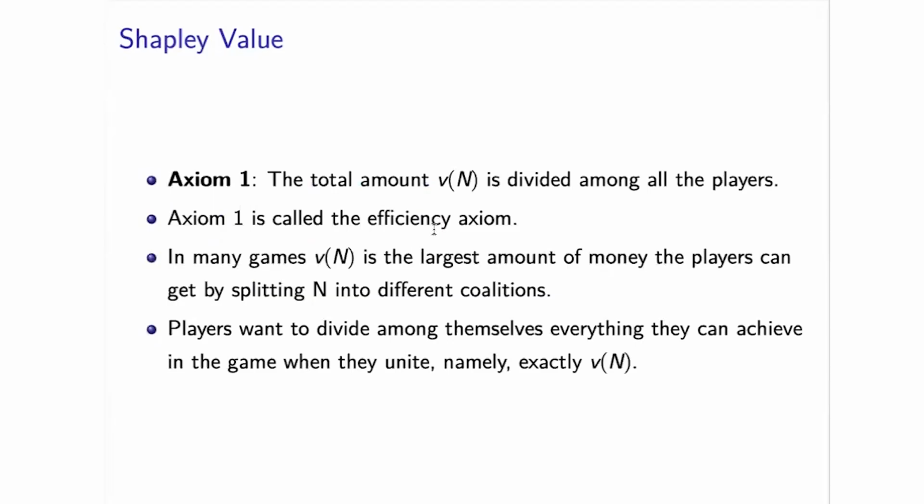Okay, so why is this a naturally obvious thing to have? In a lot of games that we are going to consider, V(N) is actually the largest amount of money that the players can get by splitting N into different coalitions. What that means is that the players actually want to end up dividing among themselves everything in the game that they can achieve if they all come together. So you have this V(N), which is the largest amount of money that you have, and it makes sense to divide this largest amount of money among different players.